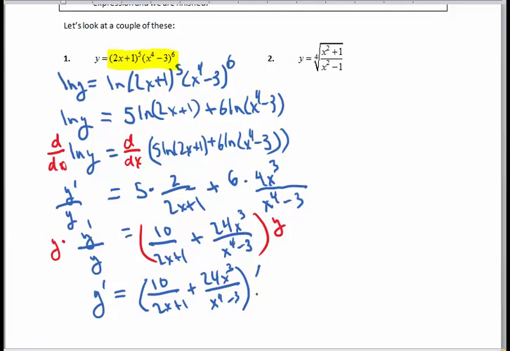And I'm just going to multiply this by the original function. 2x plus 1 to the fifth times x to the fourth minus 3 to the sixth. And that would be my derivative.